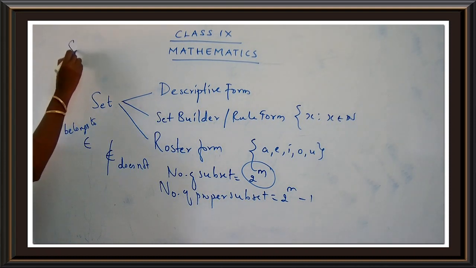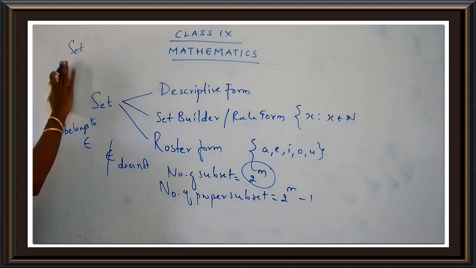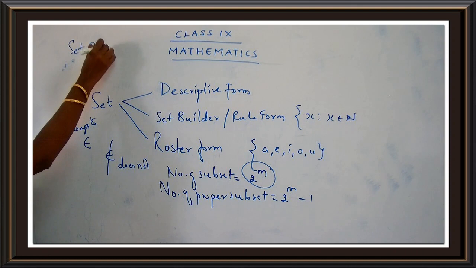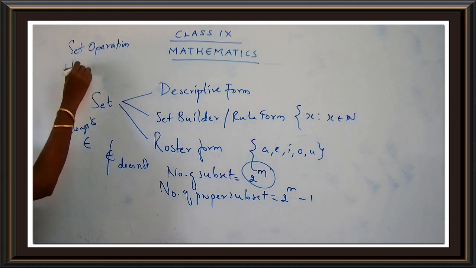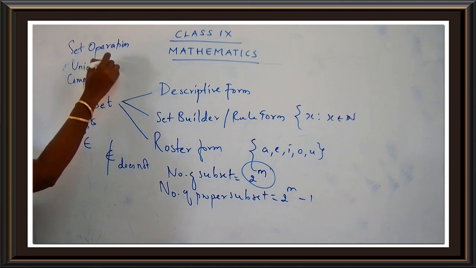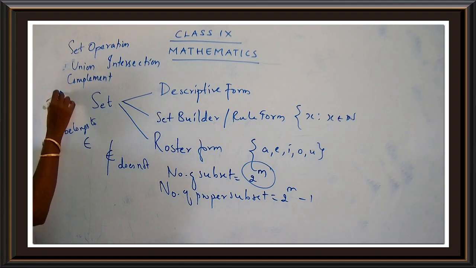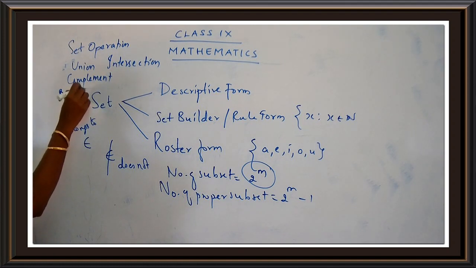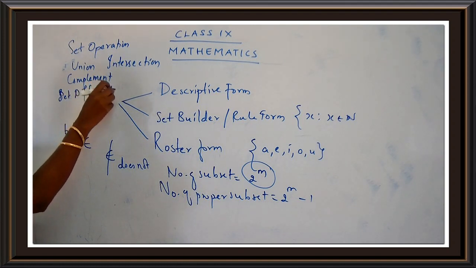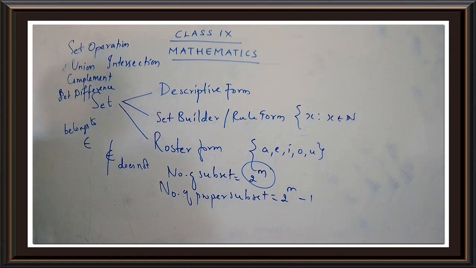So under set operations, we have seen union, then we have seen complement, then intersection, and then set difference. So you people know how to apply all the operations and find the answer. Union means combining, intersection means taking the common elements, complement means we don't want that particular set, A dash, B dash, so I don't want A, I don't want B.